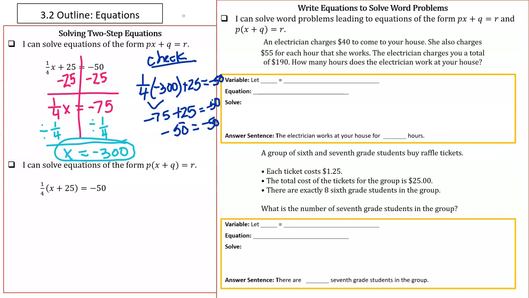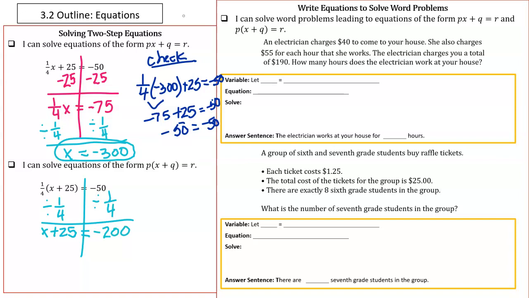The second kind of equation we looked at was in the form of p times the quantity of x plus q equals r. So if I solve this second equation, the first thing I'm going to do is get rid of this multiplying by 1/4. So I will divide by 1/4 on both sides. That will leave me with x plus 25 on the left. And negative 50 divided by 1/4 is negative 200.